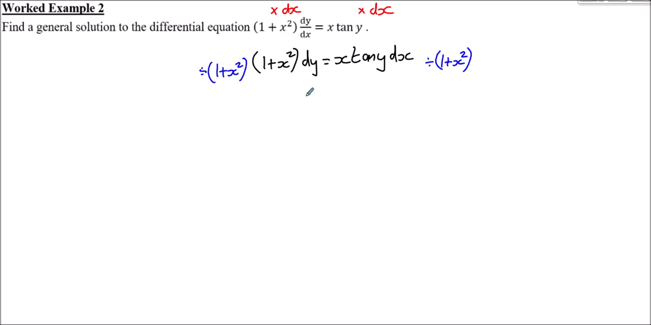That will now give me dy. Over here, I've got x tan y dx all over 1 plus x squared. Again, though, I've still got a mixture of y's here. I don't want y on that side. I want anything to do with y together with the dy. So now I'm going to divide both sides by tan of y.